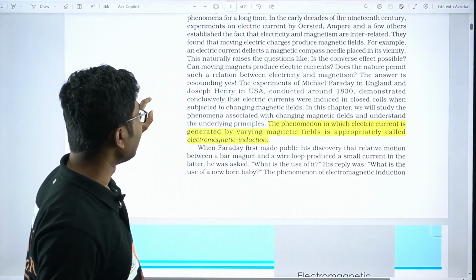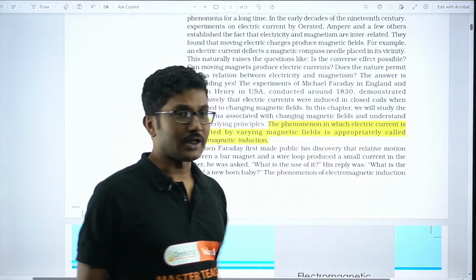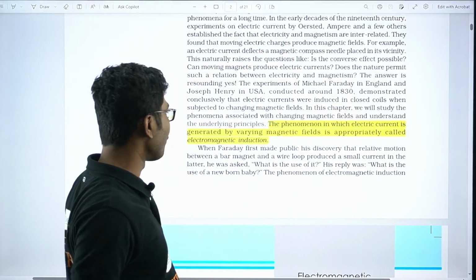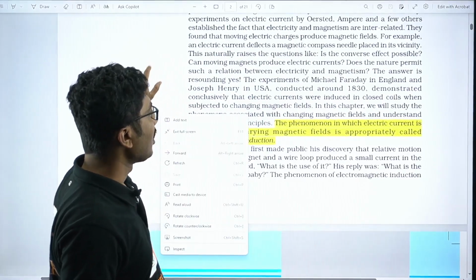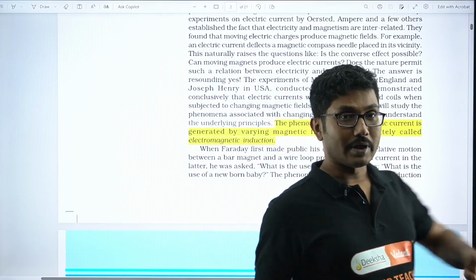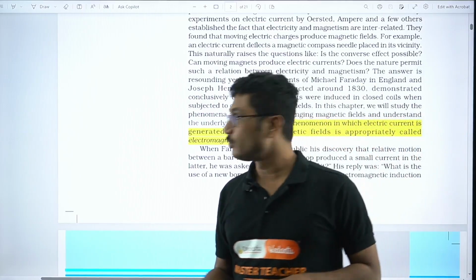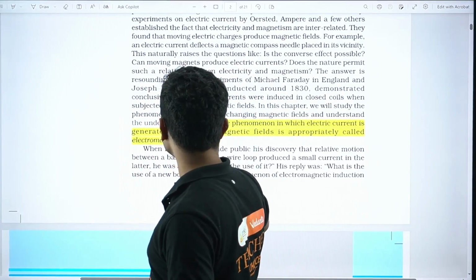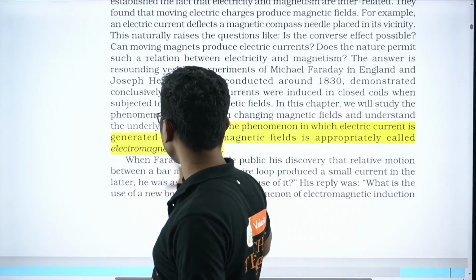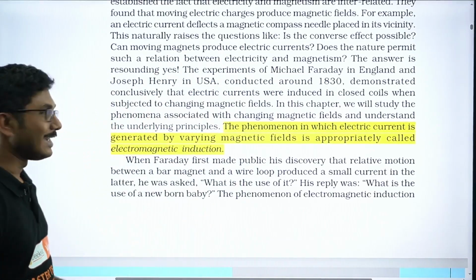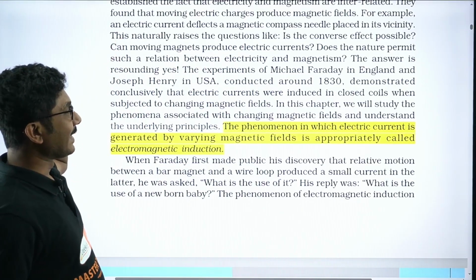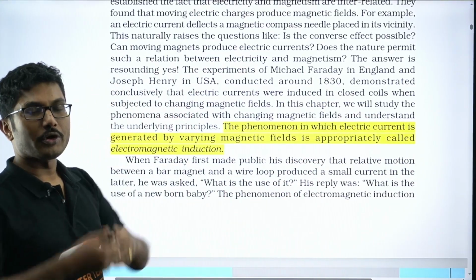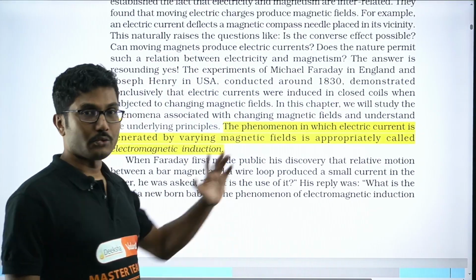First, in the introduction section, the phenomenon in which the electric current is generated by varying magnetic field is appropriately called electromagnetic induction. And one more thing, if you are watching this series for the first time, there is a rule to watch this series. The rule is that you have to open your NCERT book and follow me along with it, so that you don't miss out on anything. This is the definition of electromagnetic induction, so please open your book and follow me through your book.